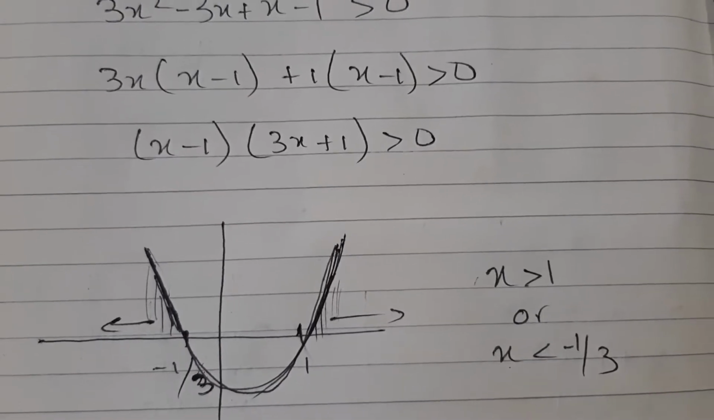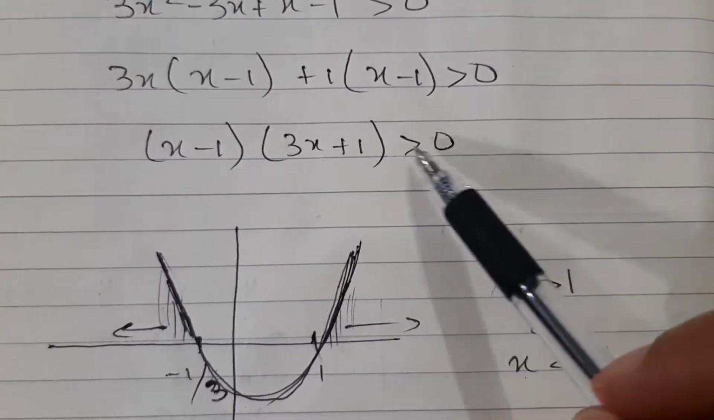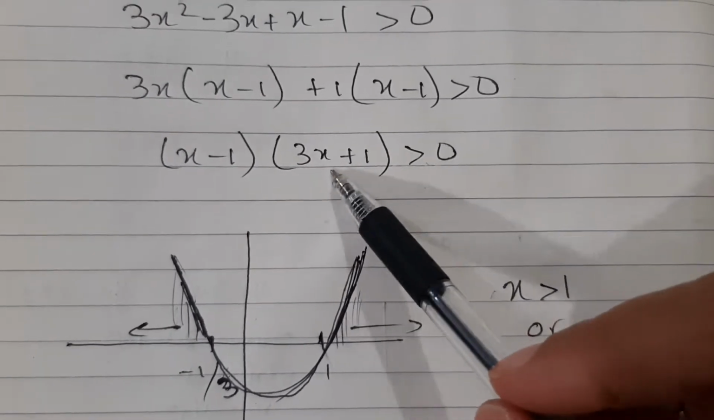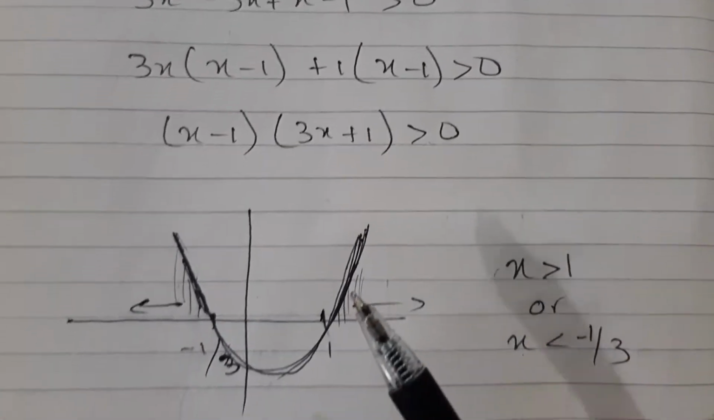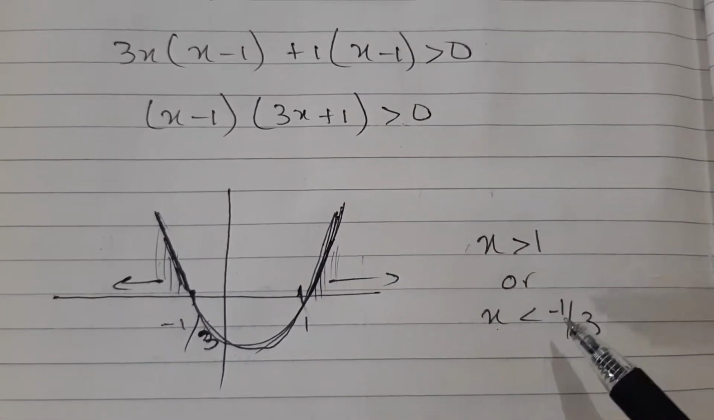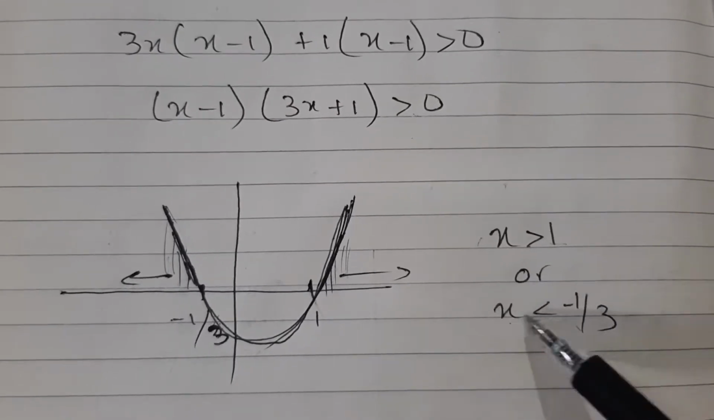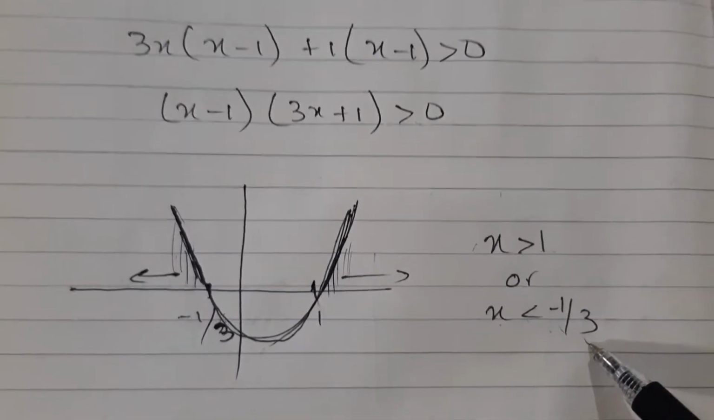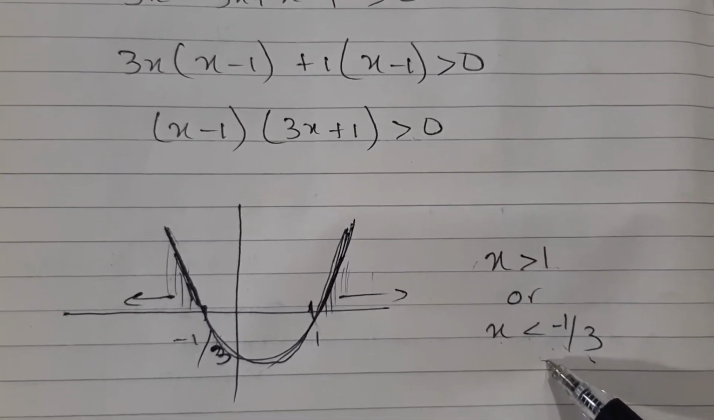over 3. Do not make the mistake of doing x minus 1 greater than 0 or 3x plus 1 greater than 0. We do not solve quadratic inequalities like that, right? So anyway, we got the answer from here that x is greater than 1 or x is less than minus 1 over 3. Now we have to see, are these answers correct or not? So let's see through a graph.